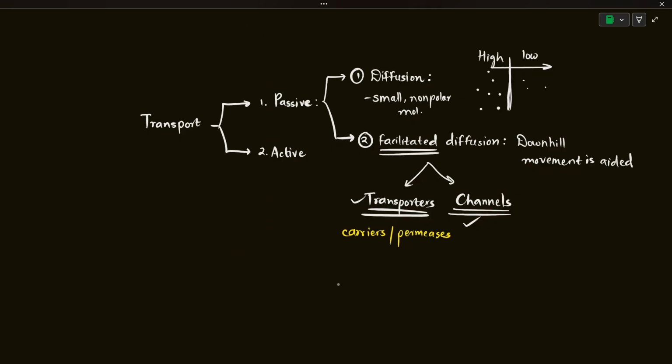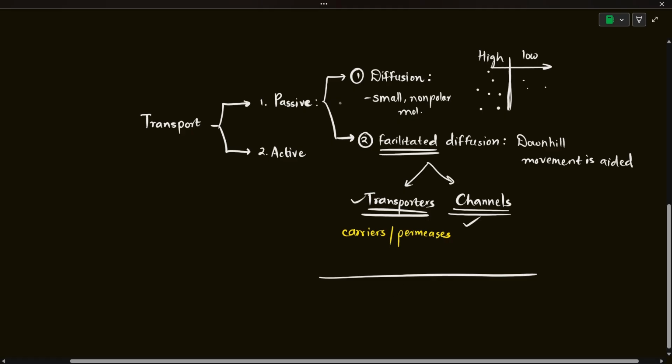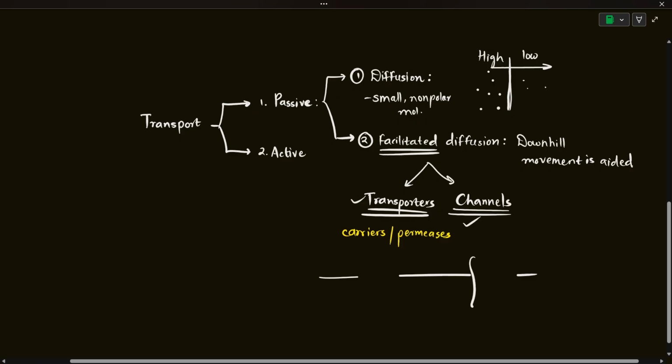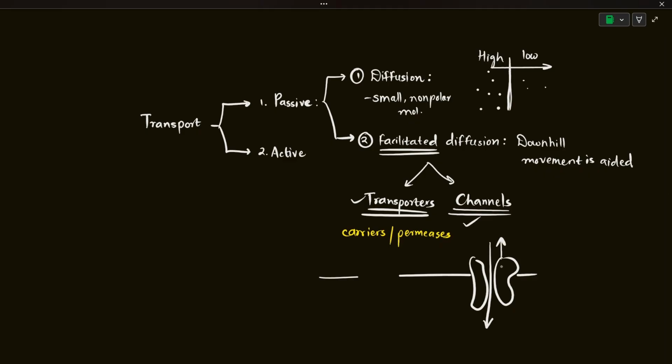So let me draw a schematic for you. Let's say that this is a plasma membrane. In this plasma membrane, there's a protein which is directly forming a pore. Through this pore, the different types of molecules can slip in or slip out. This type of transport, which happens by pore formation by the proteins in the plasma membrane, is known as channel proteins. The example is aquaporins, which transport the water molecules across the membrane.